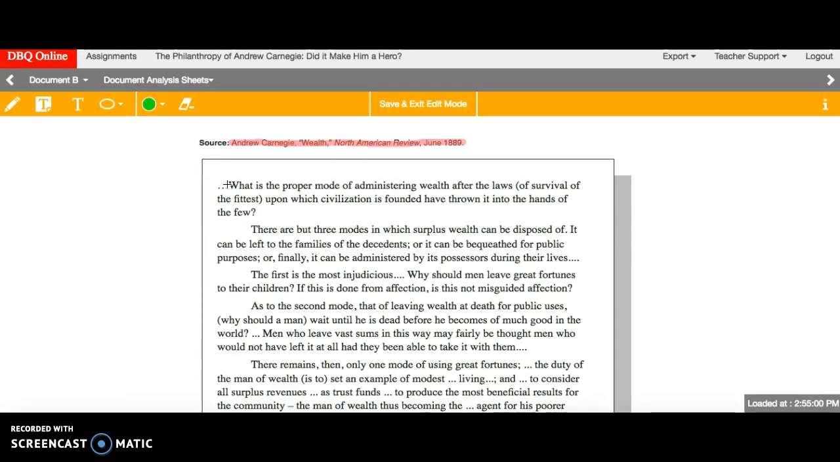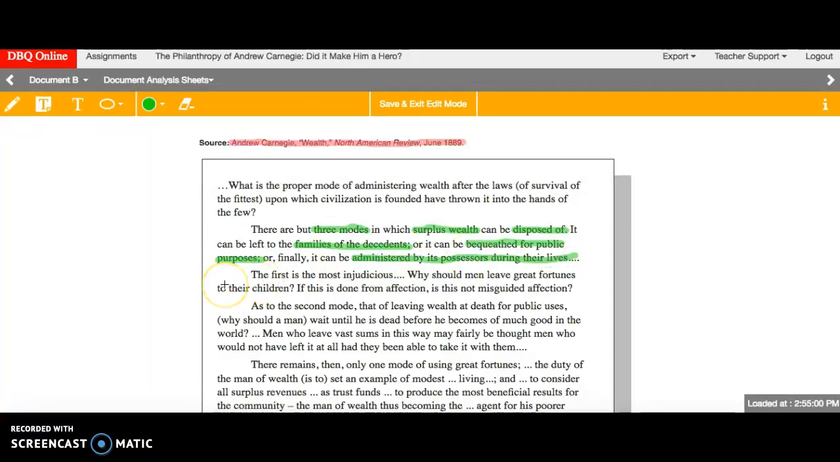So here we go. What is the proper mode of administering wealth after the laws of survival of the fittest, upon which civilization is founded, have thrown it into the hands of the few? There are but three modes, so I would say three modes. He wants three things you can do with your money, in which surplus wealth can be disposed of. How do you get rid of it? It can be left to the families of the descendants, or it can be bequeathed for public purposes. Or, finally, it can be administered by its possessors during their lives.